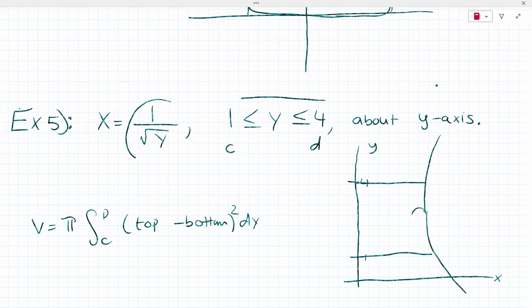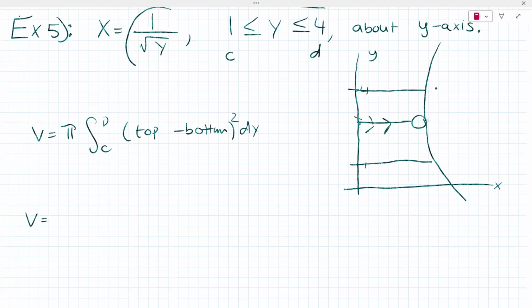Right? And then here's your head. This would be your top because we're revolving around the y-axis. So it's still top minus bottom. The top is now your head, and the bottom is your feet.